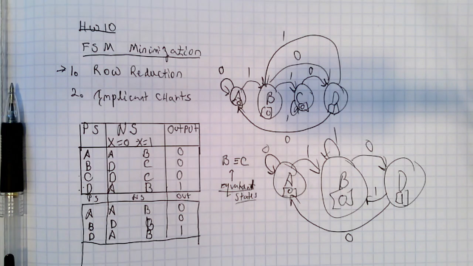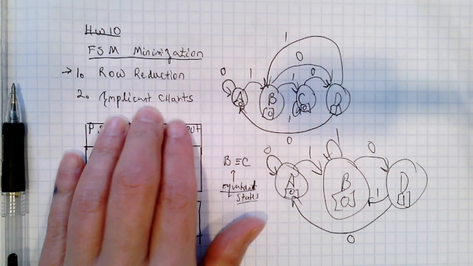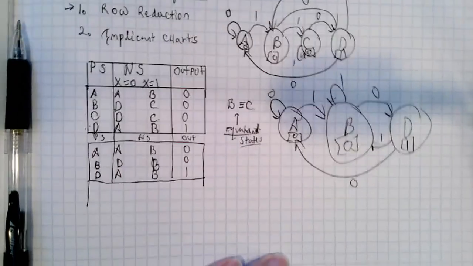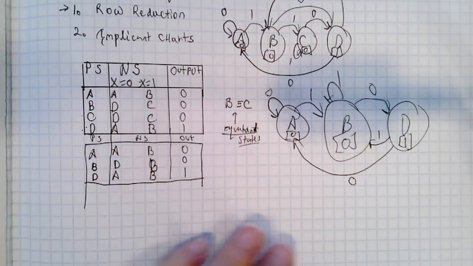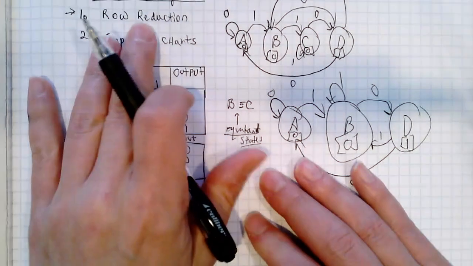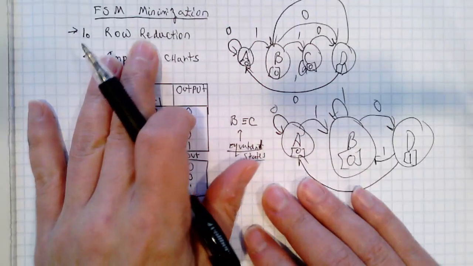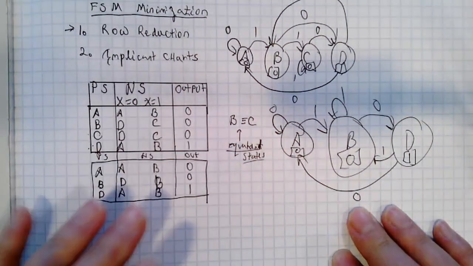So, now that you've seen row reduction, which gives you minimization, I can now show you an implicant chart. It will give you the same result, but it uses a different approach, one that will give you a guaranteed minimized state machine. Sometimes row reduction fails. Implicant charts always work, assuming you do them properly.